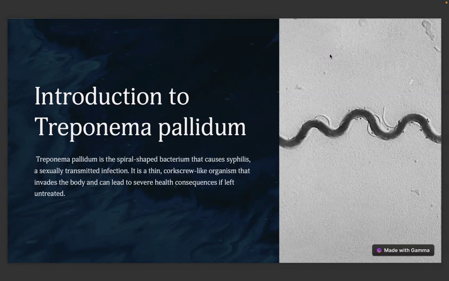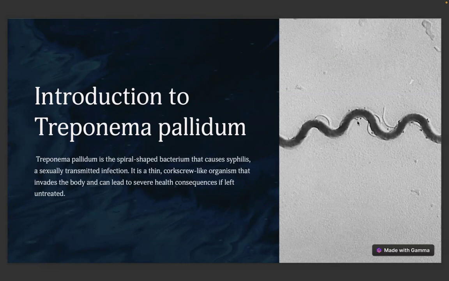USMLE Geek here, and in tonight's lecture, we'll discuss the Treponema pallidum bacterium in the microbiology section for the USMLE Step 1. So, what is Treponema pallidum? Well, Treponema pallidum is a bacterium that is the main causative agent for syphilis in humans. It belongs to the spirochetes family.